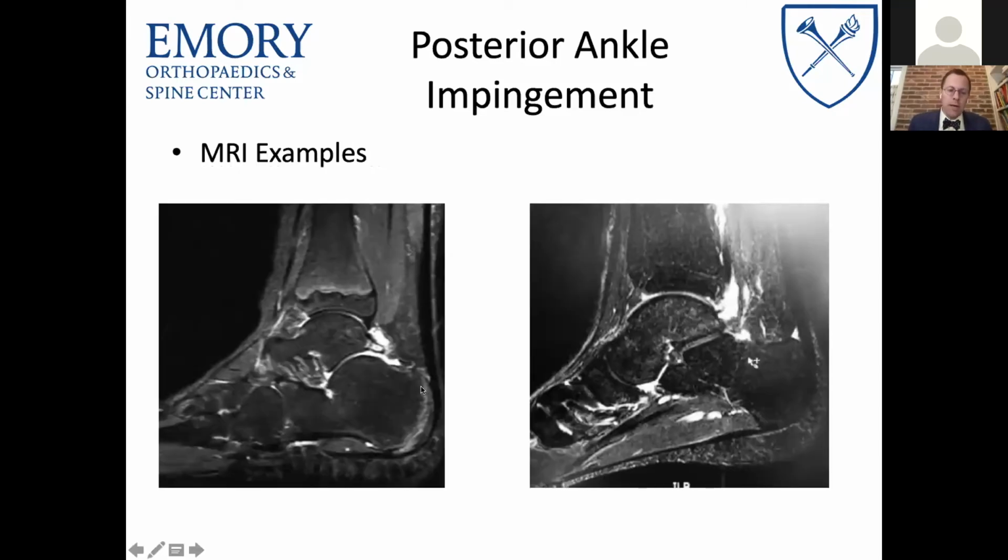So just some MRI examples. You can see a large stieda process here that's connected with all this inflammation around it.